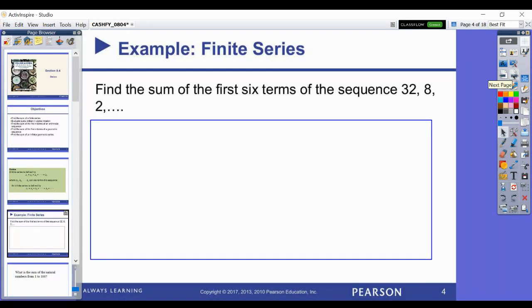To start off with, we're going to find the sum of the first 6 terms of the sequence. If this is a nice small number, we can just figure out what the sequence is. 32, 8, 2. What is happening here? Looks like we are dividing by 4, dividing by 4, dividing by 4. So 2 divided by 4 is 1/2. 1/2 divided by 4 is 1/8. And 1/8 divided by 4 is 1/32.